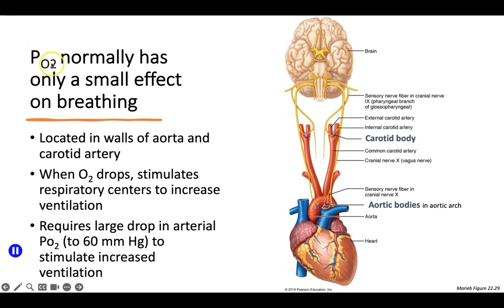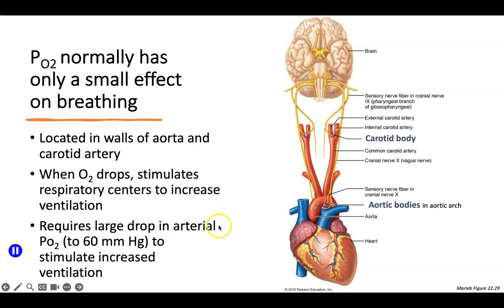Now, the partial pressure of oxygen normally has only a small effect on breathing. The chemoreceptors for oxygen are located in the walls of the aorta as well as the walls of the carotid artery. So here we have the carotid body, here we have the aortic bodies, and when oxygen levels drop, that's going to stimulate the respiratory centers to increase ventilation.